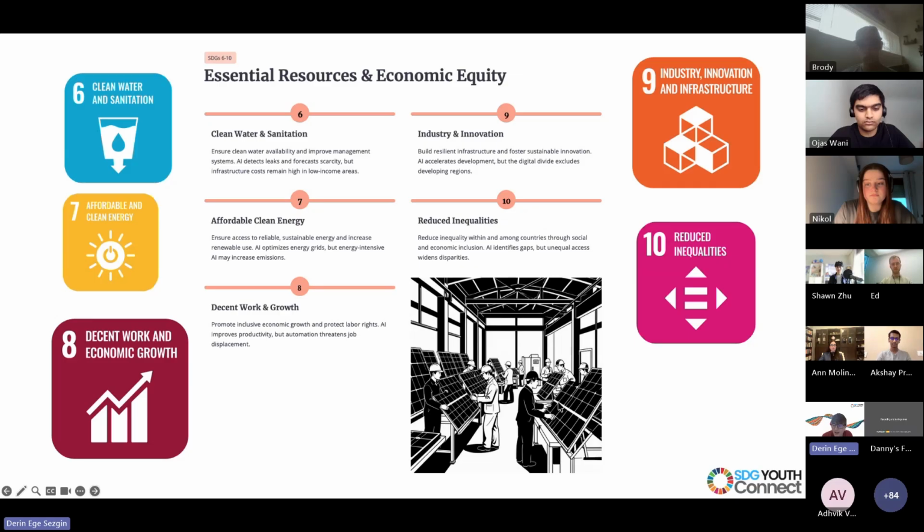And SDG 10 is reduced inequalities. Reducing inequalities within and among countries through social and economic inclusion is what defines this SDG. This can include racial inequalities and socioeconomic inequalities, and AI can identify these gaps and again analyze and synthesize the data to really make a good plan.